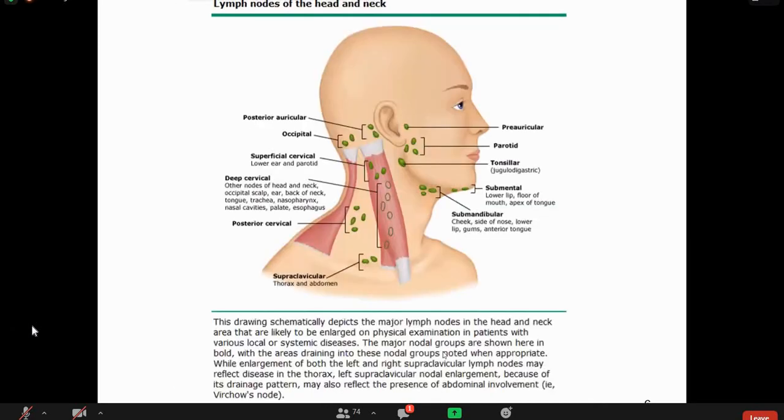In the cervical region, we have the anterior and the posterior lymph nodes. I think everybody is able to see the picture. I'm moving my cursor so that you can better visualize what I'm talking about. These are the posterior cervical lymph nodes. These are the deep cervical lymph nodes. These are the superficial cervical lymph nodes, which basically constitute the anterior cervical lymph nodes.